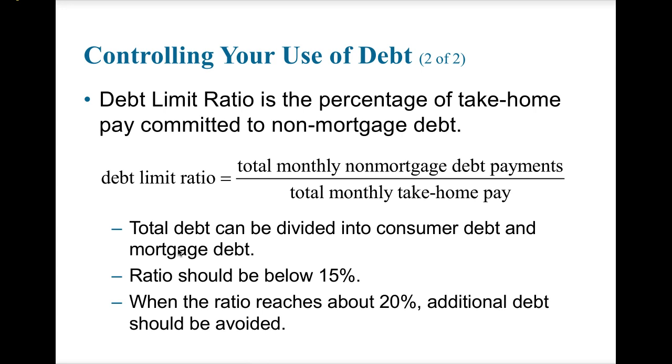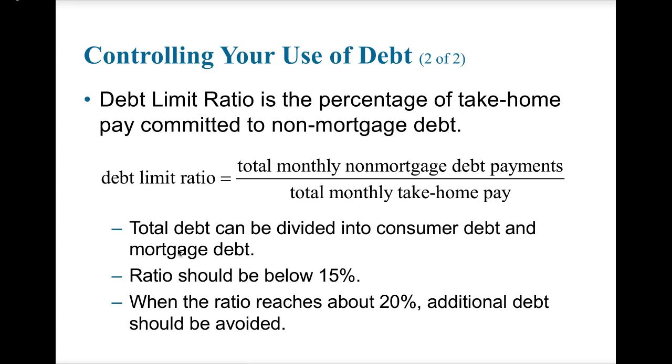The biggest tool is just knowledge. You want to know where you are. So using this debt limit ratio, it's a percentage of your take-home pay committed to non-mortgage debt. So we're going to look at just non-mortgage debt, all your debts outside of a mortgage. So your total monthly non-mortgage debt payments would be like your auto, your personal loans, your credit cards, divided by your monthly take-home. This will give you a percentage.